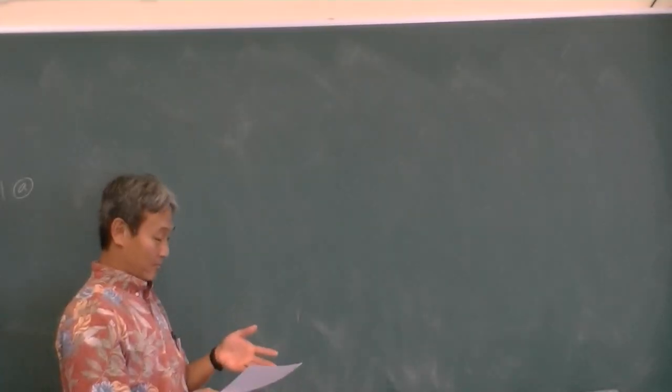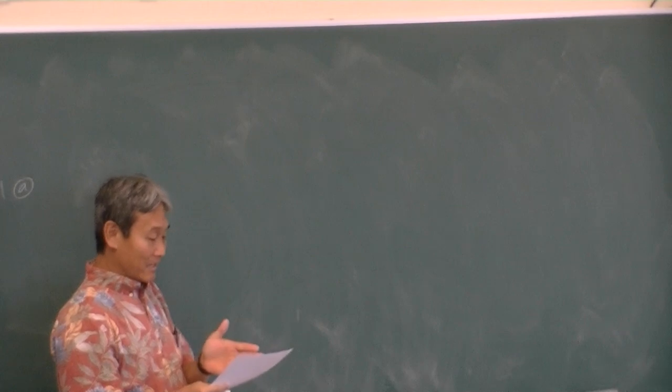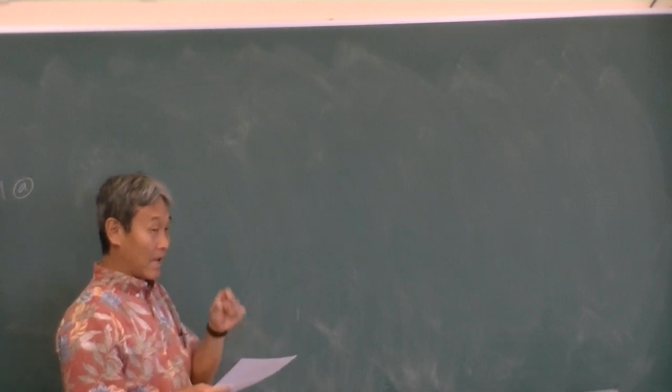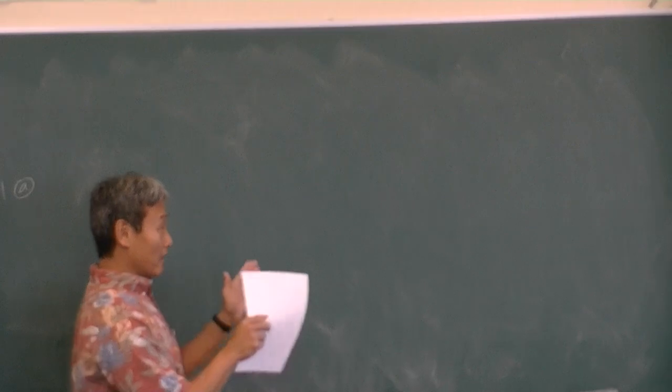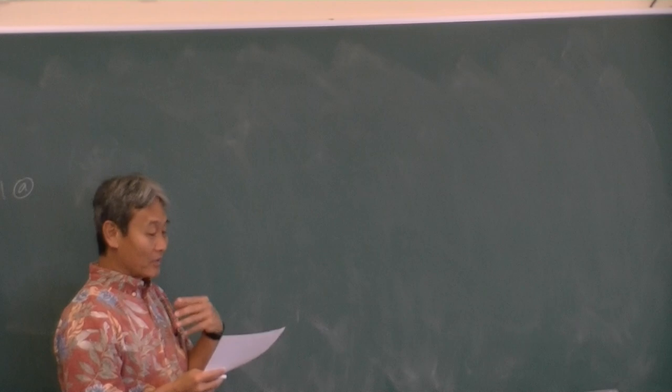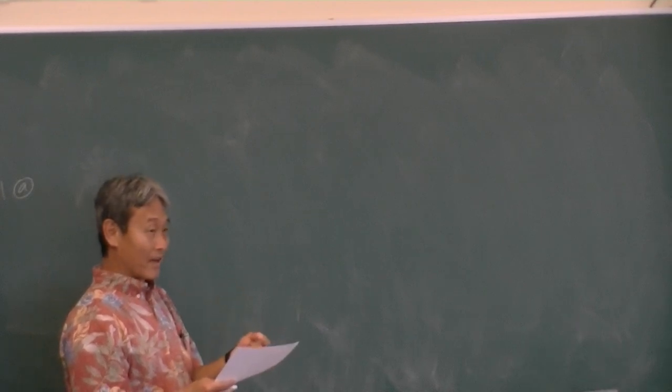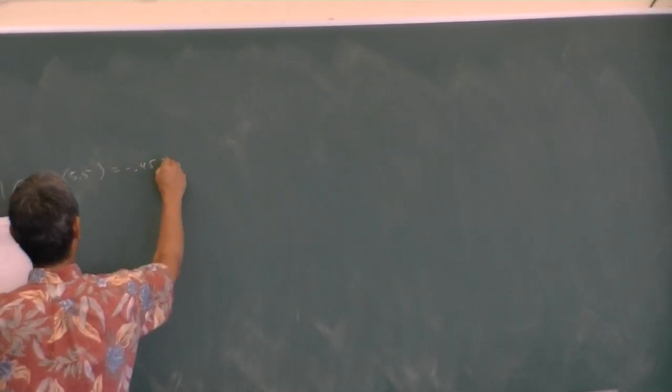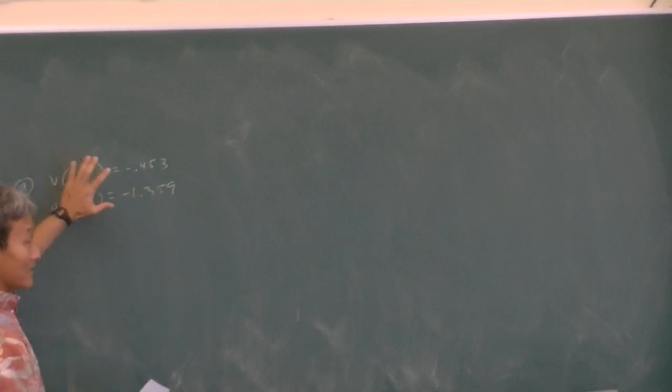Number lines, which is fine, but they're only asking, is the speed of the particle increasing or decreasing at a specific time? They're not asking you on what intervals. So you don't even need to make a number line. All you got to do is compute the velocity at 5.5 seconds and the acceleration at 5.5 seconds. If you plug in 5.5 into the velocity, you should get -0.453. If you plug in 5.5 into the acceleration equation, you get -1.359. So is the speed increasing or decreasing at this exact moment in time?